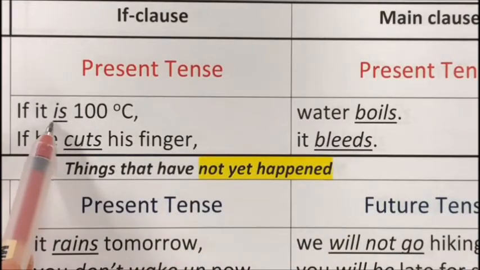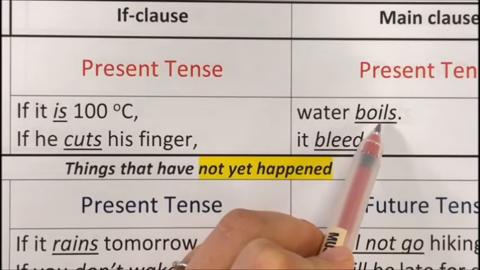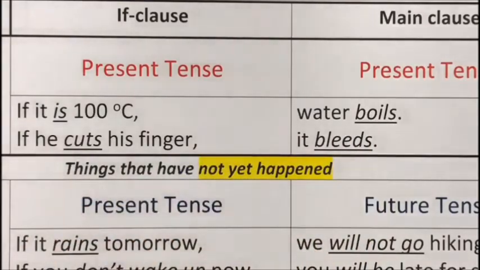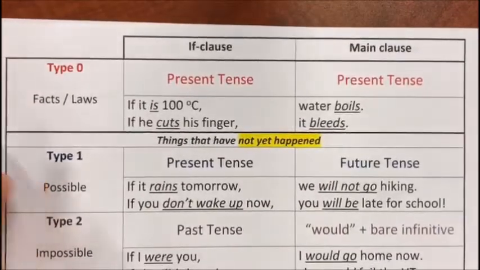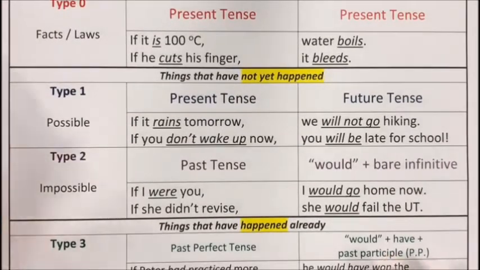If it is 100 degrees Celsius, water boils. So it's present tense, present tense. If he cuts his finger, it bleeds. Present tense, present tense. Okay? So type 0 is the first one. It talks about facts and some scientific knowledge, some laws, some truths. This is type 0. Okay, what about type 1 and type 2?